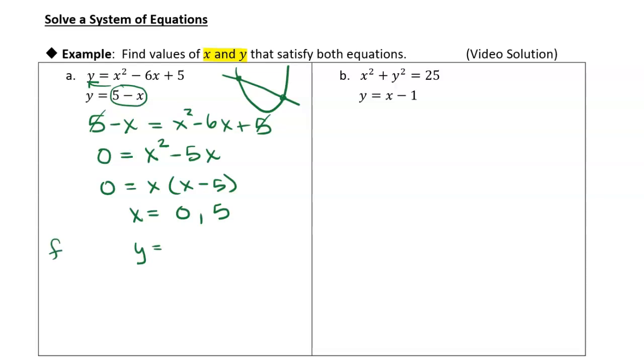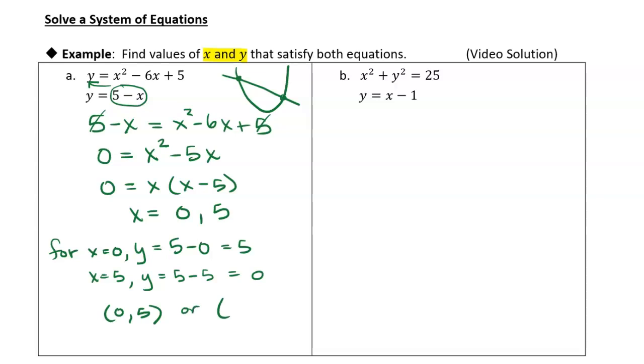So for x equals 0, then y would be 5 minus 0 equals 5, right? If I let x equal 5, then y is equal to 5 minus 5, which is 0. Right, so my points, if I want the x and y values, my points are 0, 5, right? That's the coordinate pair, the xy coordinate pair. Or I have 5, 0, right? That's my other coordinate pair. So those are the points where that line would intersect the parabola.